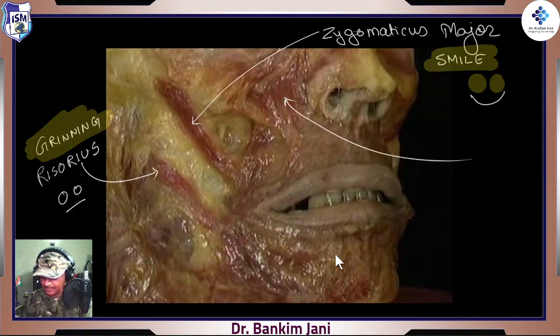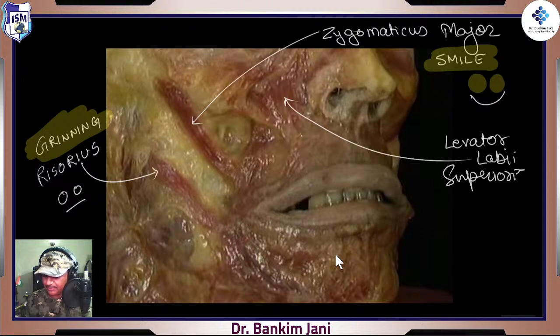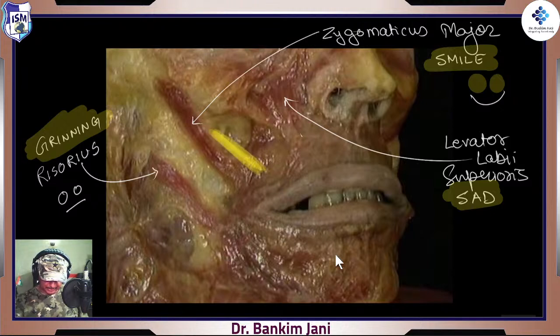So this is levator labii superioris. That means there would be an inferioris, surely it is there. And it makes one sad. But again, it is helped by someone else. And that particular muscle, though it is not here, I will draw it. It would be like this. This is how it will be contracting, so it will be pulling it up.